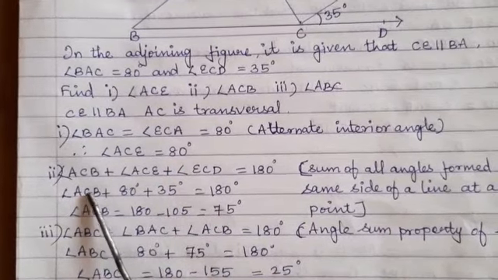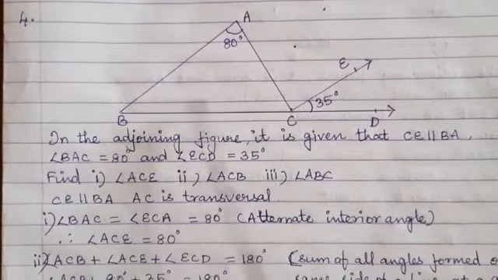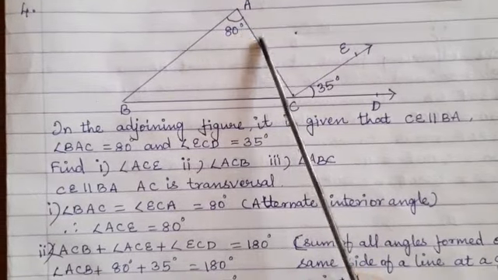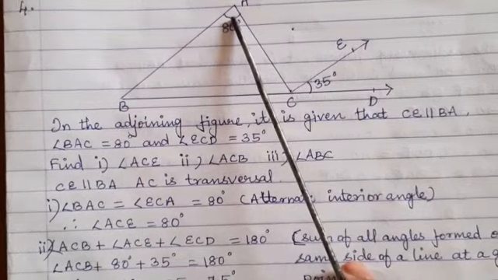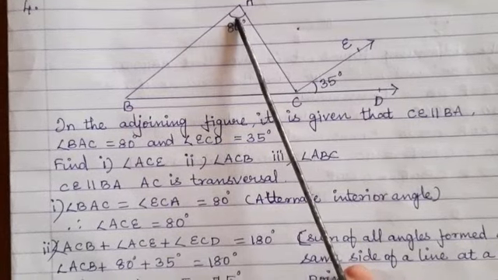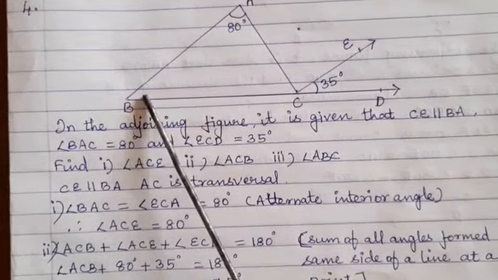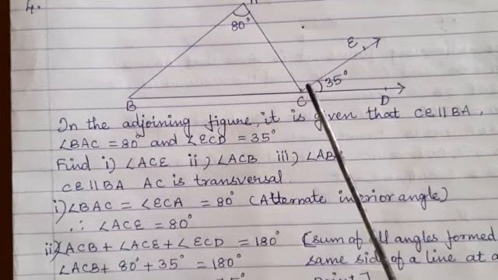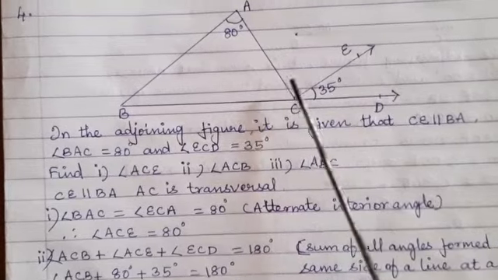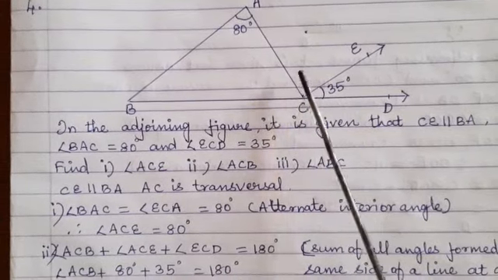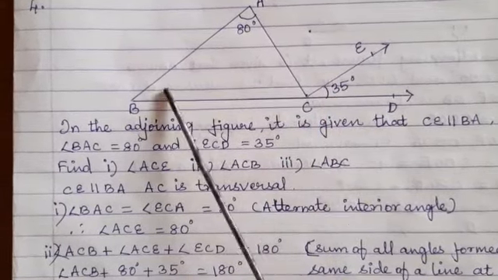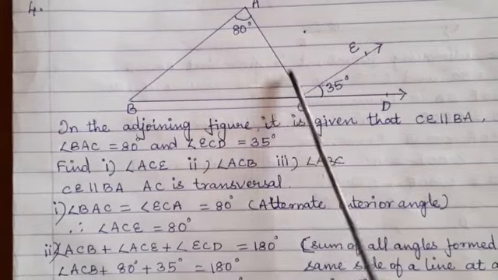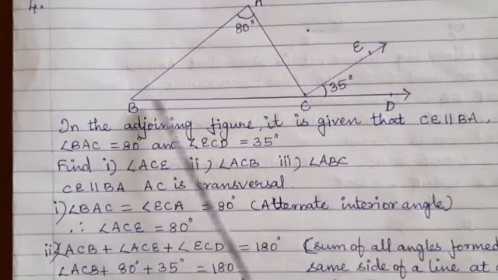Number 2, angle ACB. Now we have to find out ACB, that means these angles. This is one triangle, ABC is a triangle. We know that the sum of all angles, that is angle A plus angle B plus angle ACB. Why are we using 3 letters? Because the angle C is divided into 3 angles: this one, this one, this one. So in triangle ABC we have to write it this way, angle ACB.